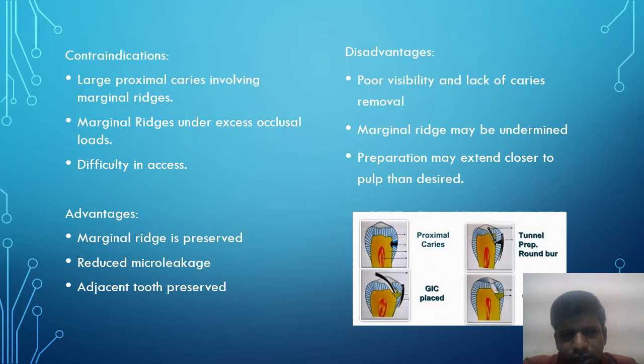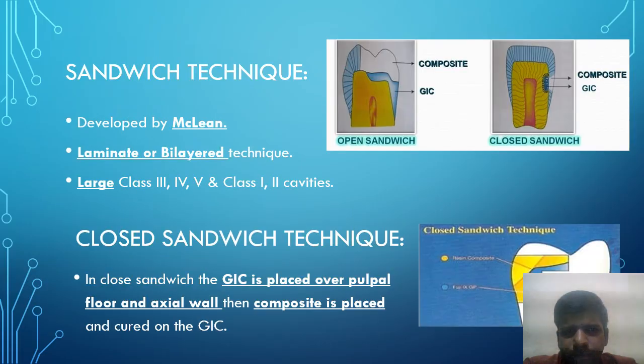Coming to the advantages, the marginal ridge is preserved and reduced microleakage is seen, and the adjacent tooth is preserved. Coming to the disadvantages, poor visibility and lack of caries removal is seen, the marginal ridge may be undermined, and the preparation may extend closer to the pulp than desired.